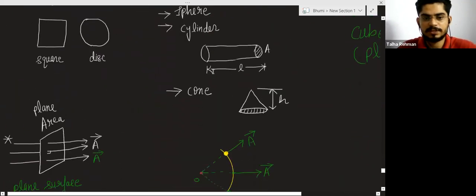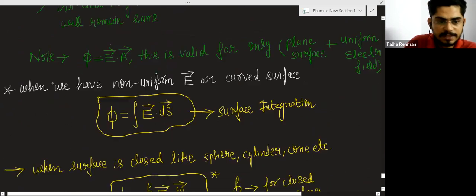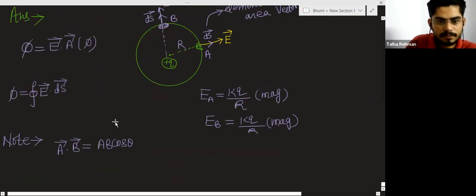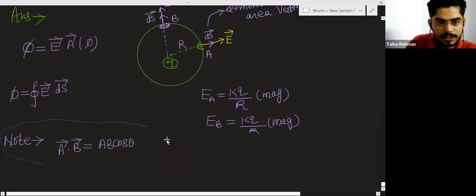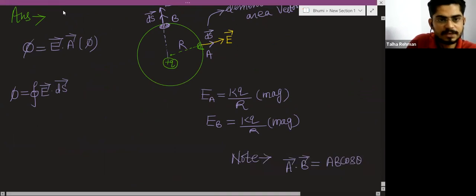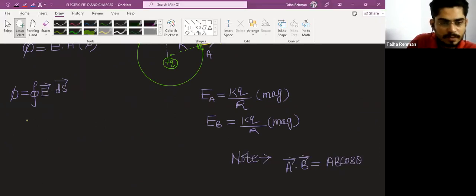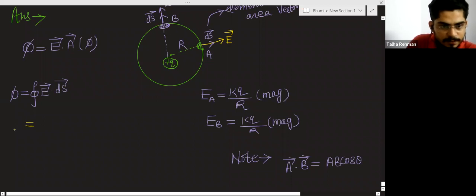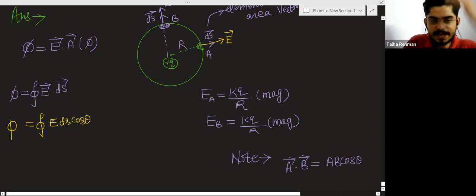Okay, see here. This is the thing we have. Each and every point of this is very, very crucial. So we have this now. So I can write phi as E ds into cos theta, and theta is the angle between E and ds.